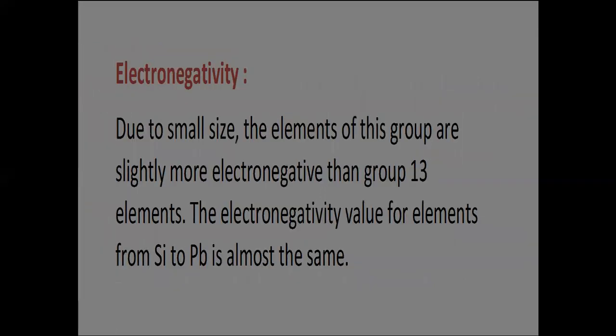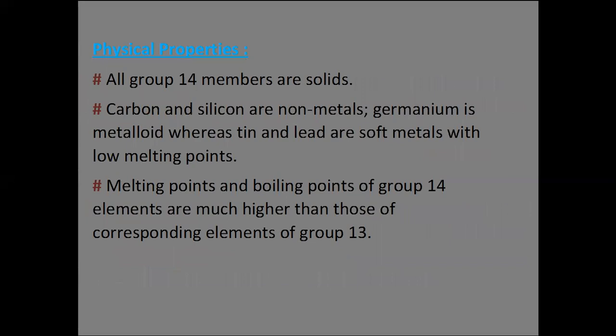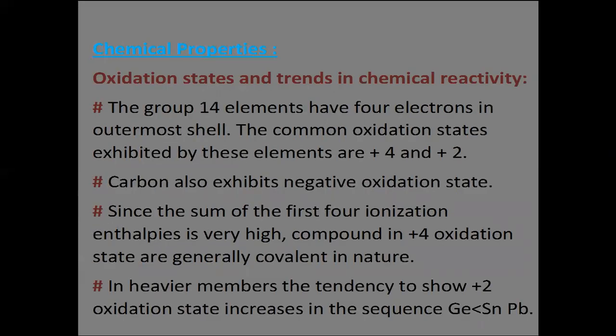Electronegativity. Due to small size, the elements of this group are slightly more electronegative than group 13 elements. The electronegativity values for elements from silicon to lead are almost the same. Physical properties. All group 14 members are solids. Carbon and silicon are non-metals. Germanium is a metalloid, whereas tin and lead are soft metals with low melting points. Melting points and boiling points of group 14 elements are much higher than those of corresponding elements of group 13.